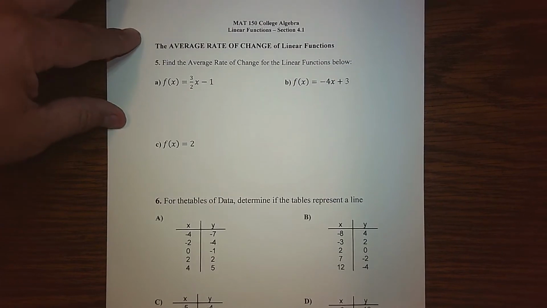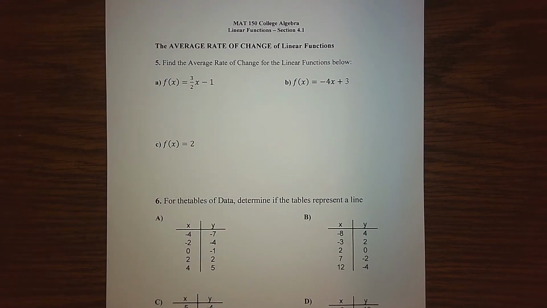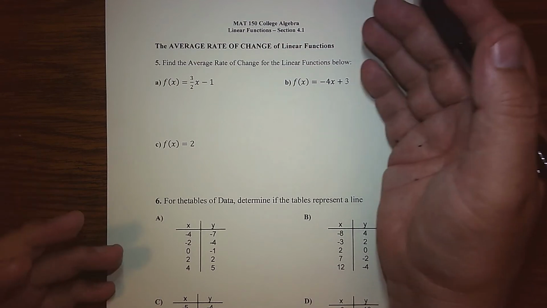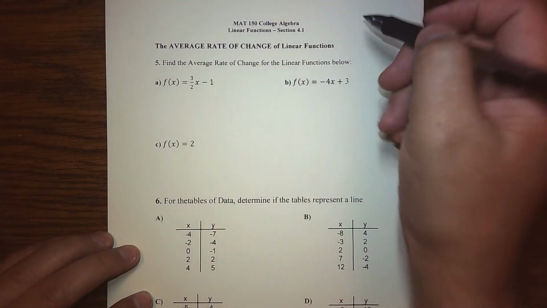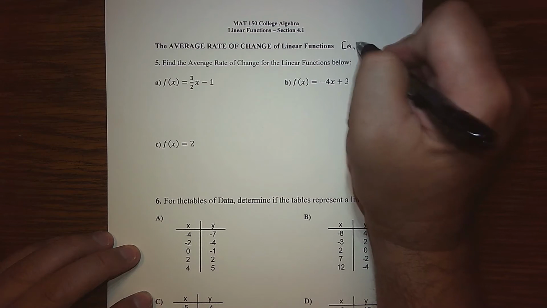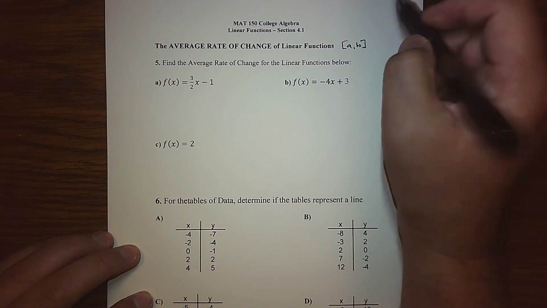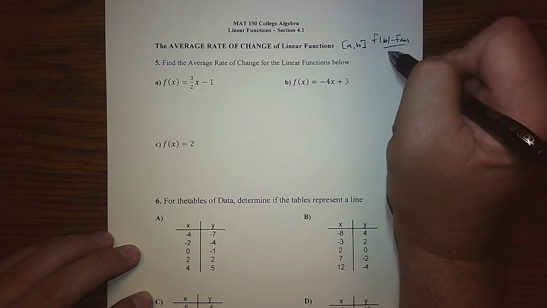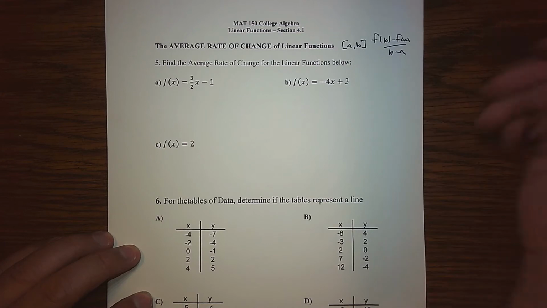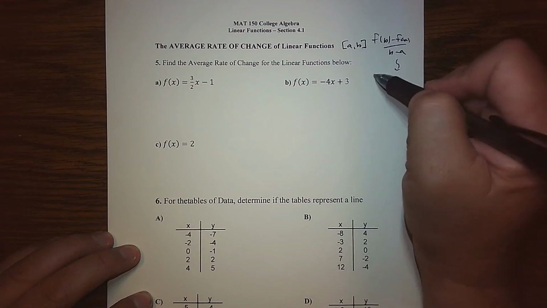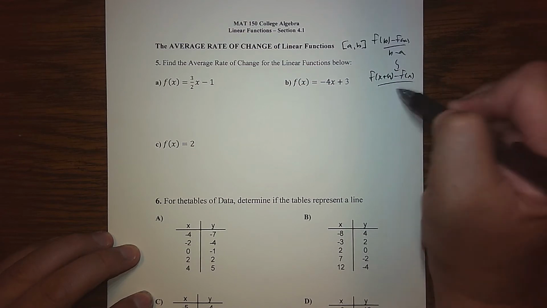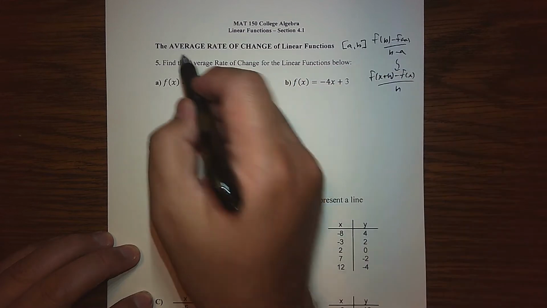So another thing in this chapter is this idea of the average rate of change of a linear function. So we're going to build two ideas together. We've seen the average rate of change over some interval a to b. That's basically f of b minus f of a all over b minus a. Of course, that's also the difference quotient, f of x plus h minus f of x over h. So that's how we're going to approach this here.